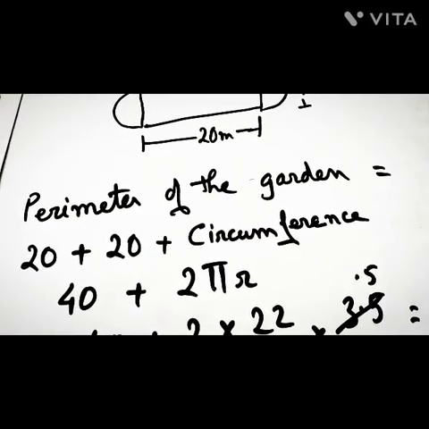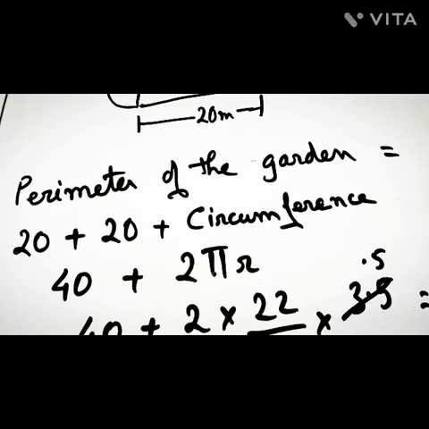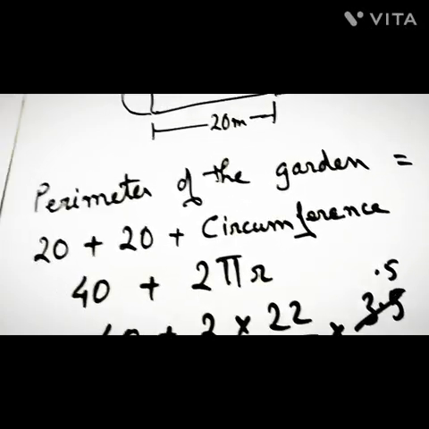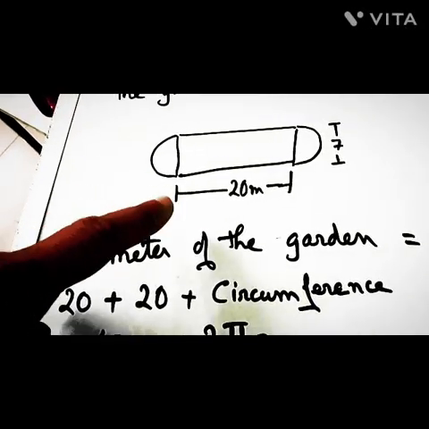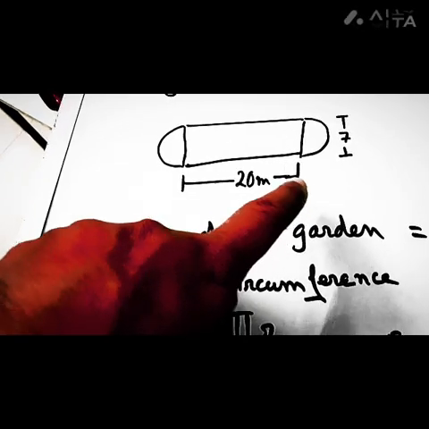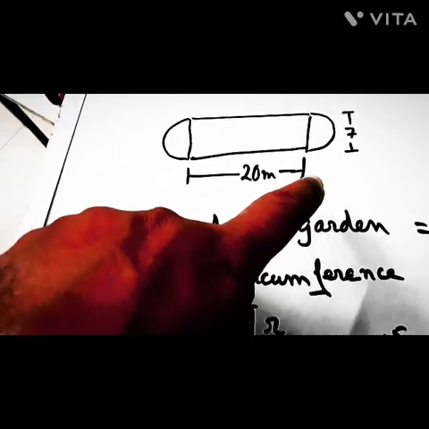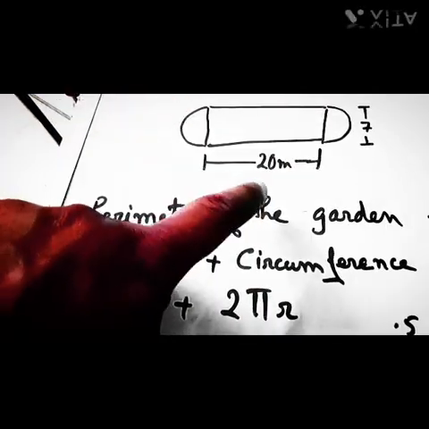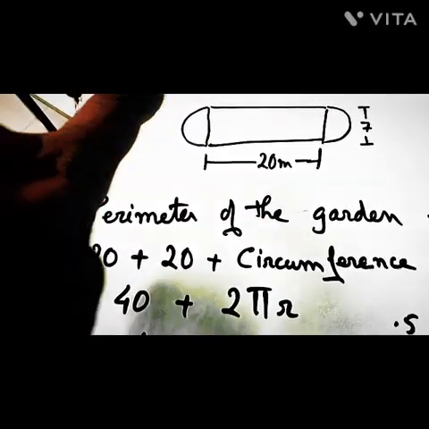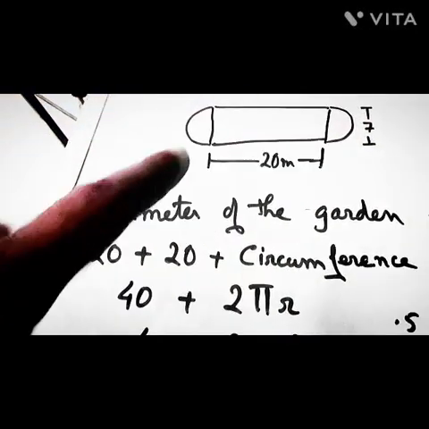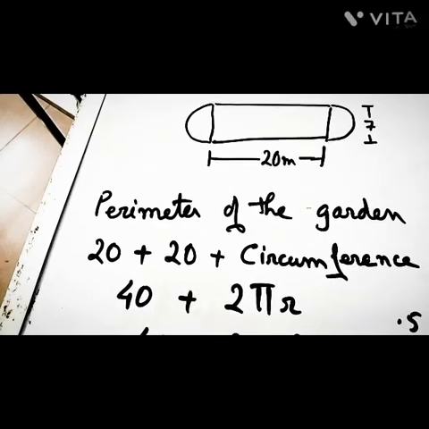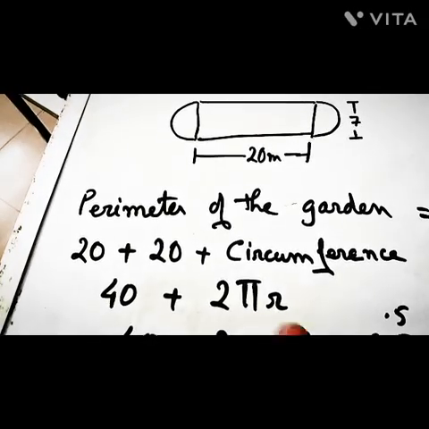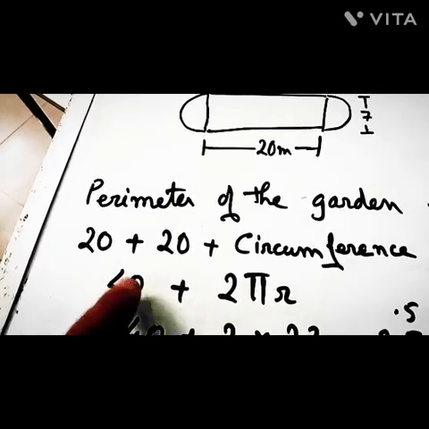So to continue, perimeter of the garden equals, see, for the garden we will take the length of the rectangle, that's 20 meters, but not once. This side also, that's 20 plus 20. And see, one semicircle and another semicircle. So we need to find out the circumference of the circle. Circumference formula is 2 pi r. So 40 plus 2 pi r.